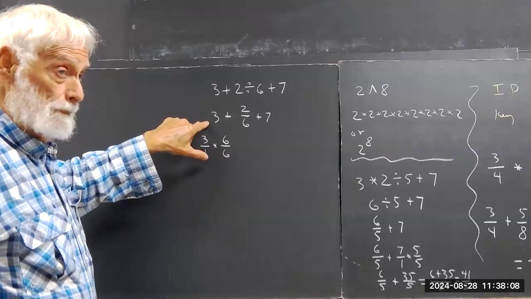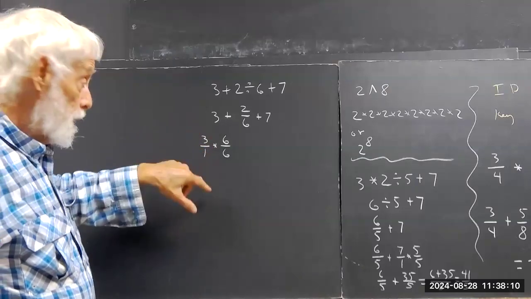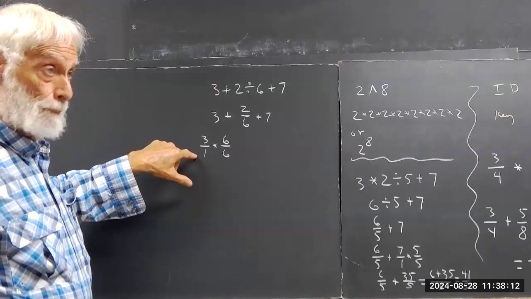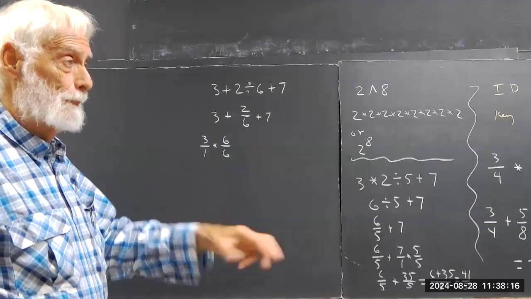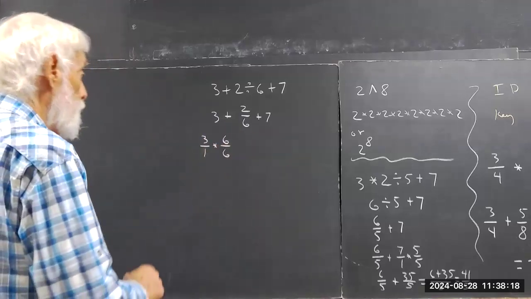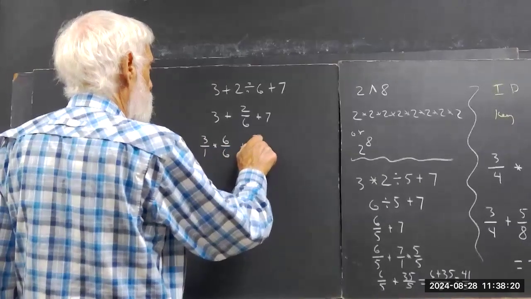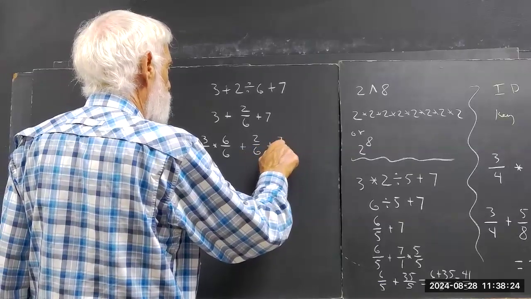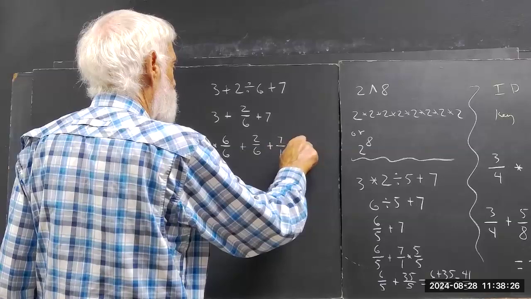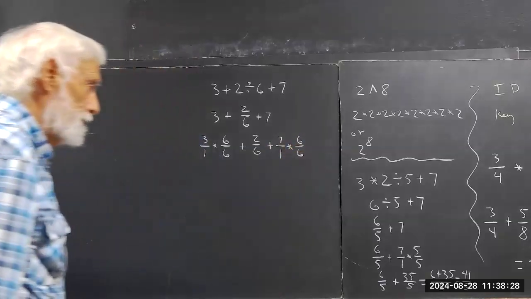Anytime you have just a plain old number, you can write it as the number divided by 1. Because 3 divided by 1 is 3. How many ones does it take to make 3? Well, it takes 3 of them. Then we have 2 over 6 plus 7 over 1 times 6 over 6.